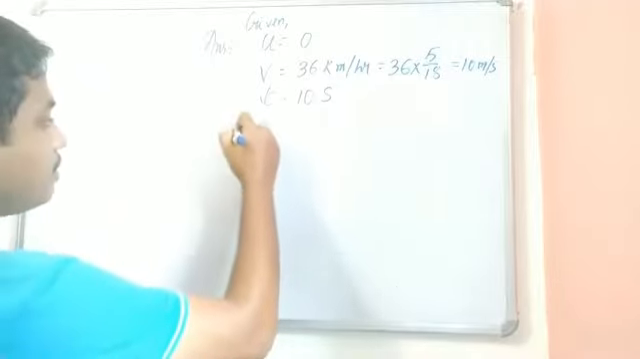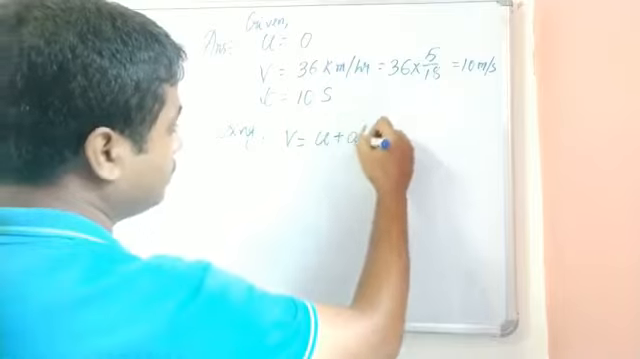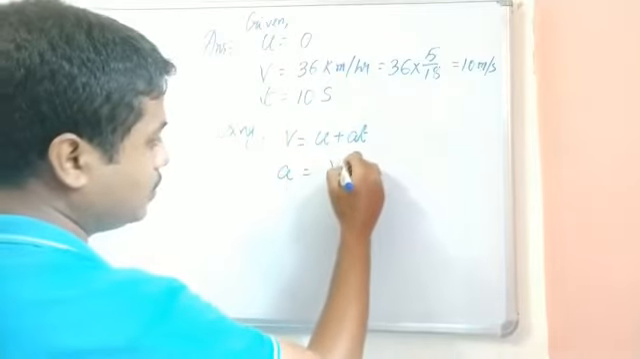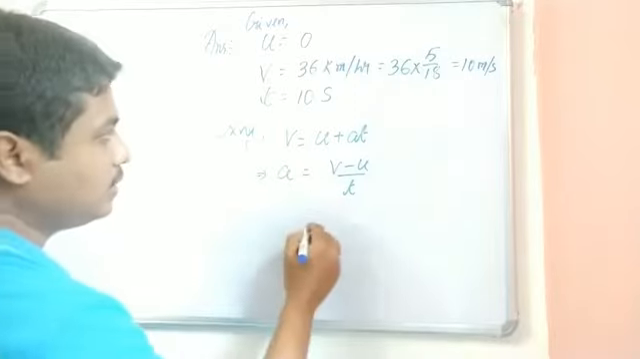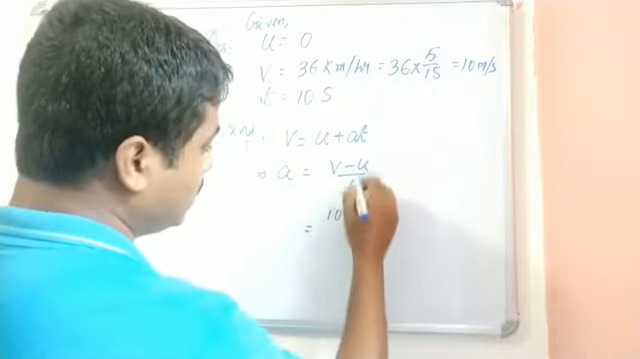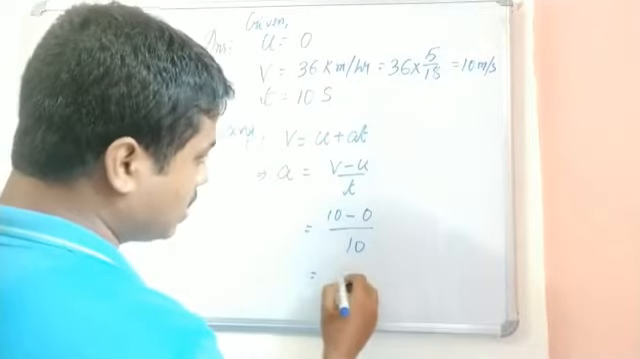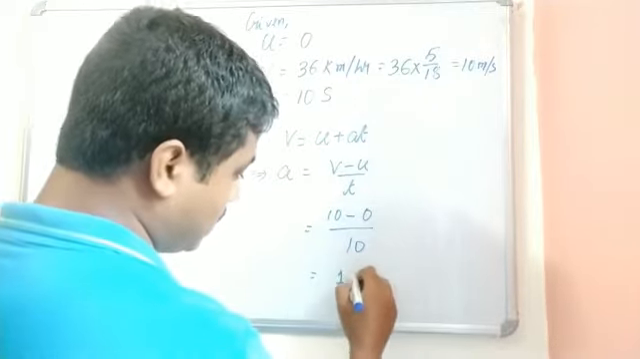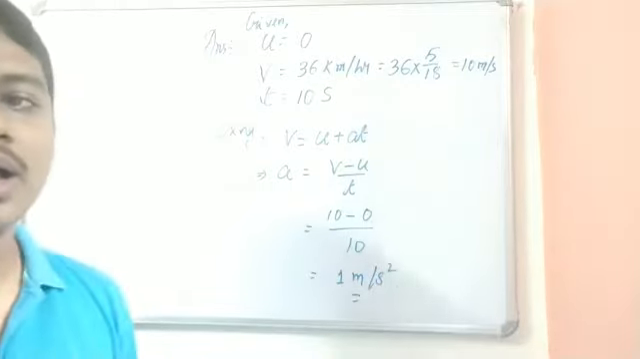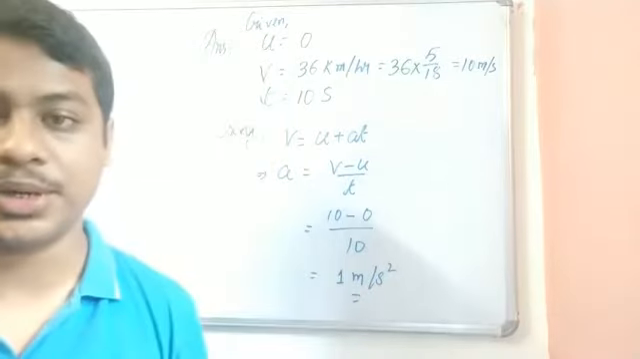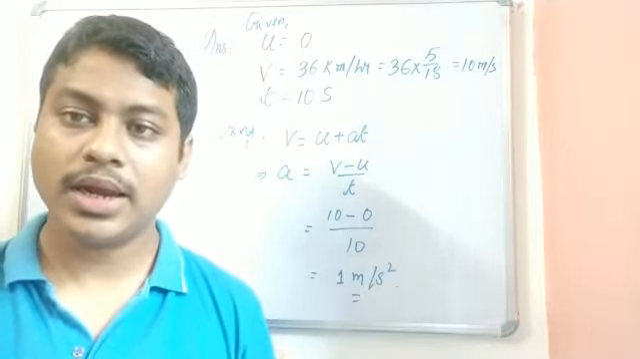Using v equals u plus at, a will be equal to v minus u by t according to the formula. Here v is 10, u is 0, t is 10. So the answer will be 1 meter per second square. This is the answer of the first question. Is it clear? We go to the next question.